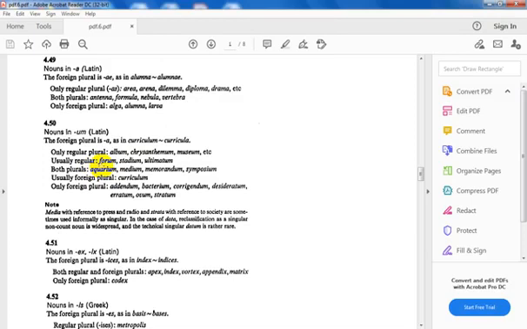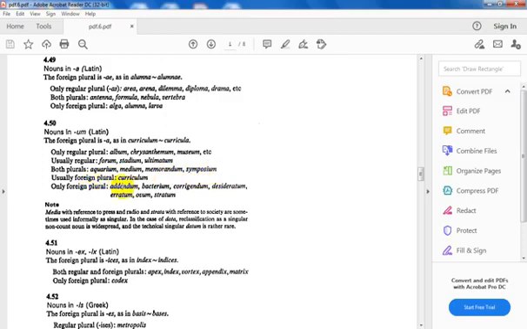Both are plural. Aquarium, either aquaria or aquariums. Either adding A to the end, where UM becomes A, aquaria, to have the foreign plural, or adding S to be regular. Medium, either mediums or media. Memorandum, either memoranda or memorandums. Symposium, either symposiums or symposia.